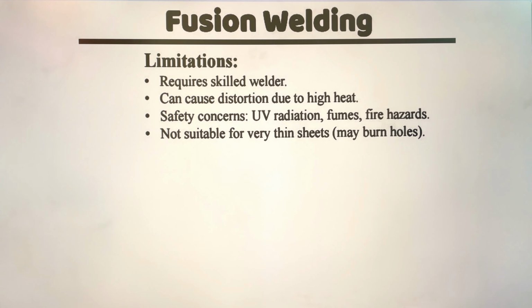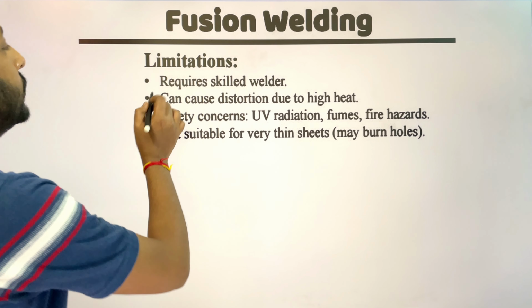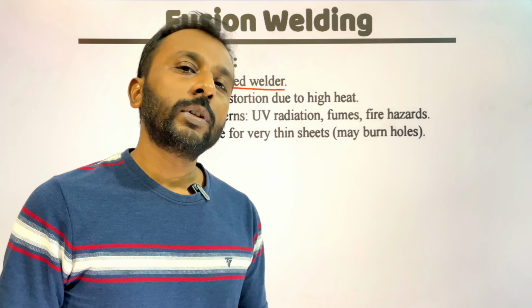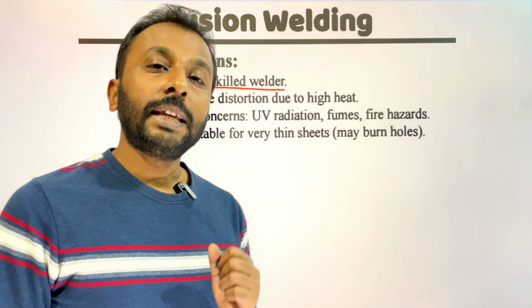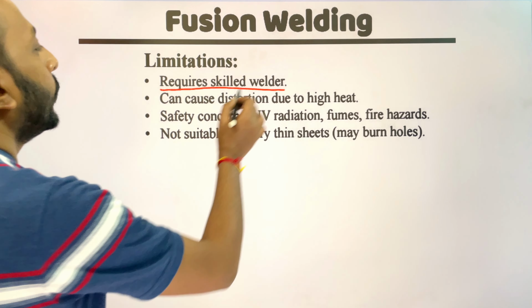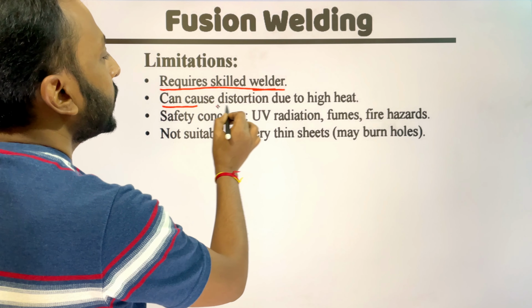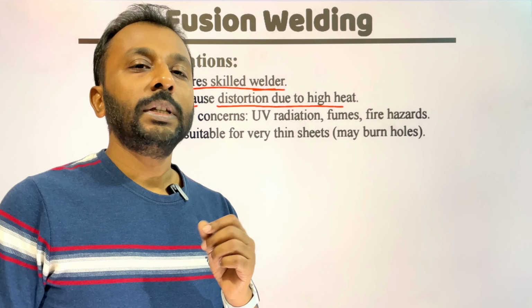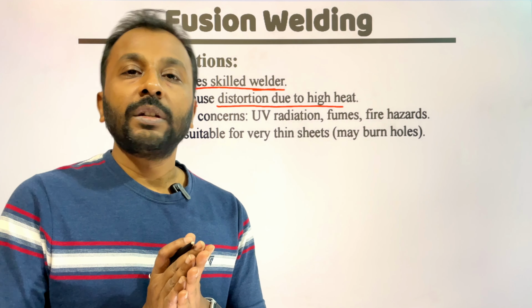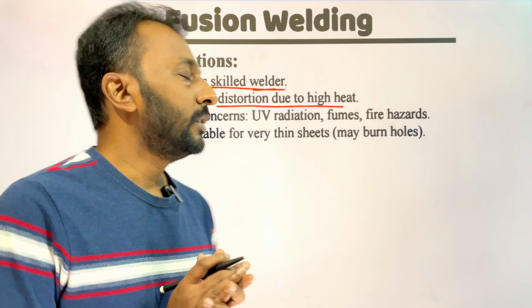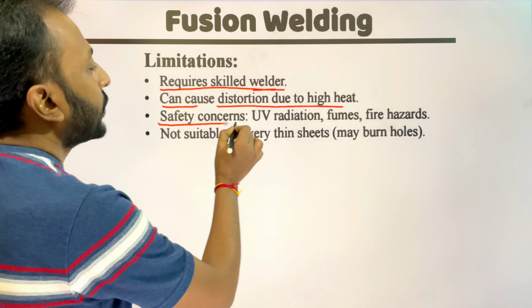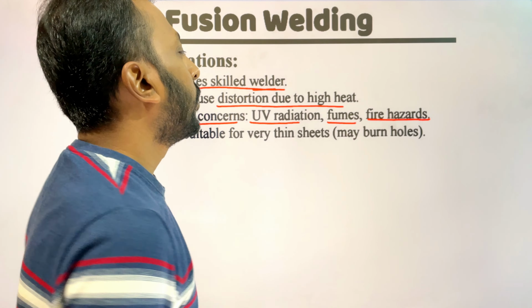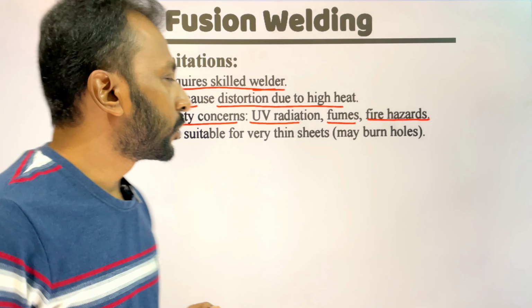So there are a few disadvantages. What are those? It requires a skilled welder. So if we are doing the fusion welding process, then we need a skilled worker or skilled welder. It can cause distortion due to high heat. We are heating both parent metals, so in this process the metals can be distorted due to heating. Safety concerns: UV radiation, fumes, and fire hazards occur, so we need safety precautions.